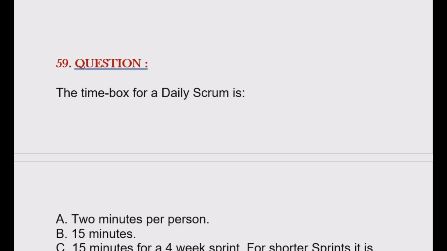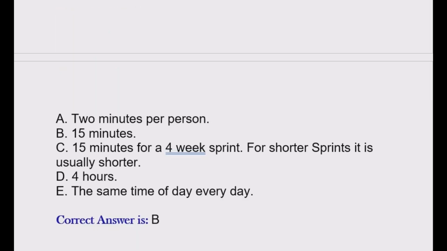Question is, the time box for a daily Scrum is option A, 2 minutes per person. Option B, 15 minutes. Option C, 15 minutes for a 4-week sprint. For shorter sprints, it is usually shorter. Option D, 4 hours. Option E, the same time of the day every day. Correct answer is option B.